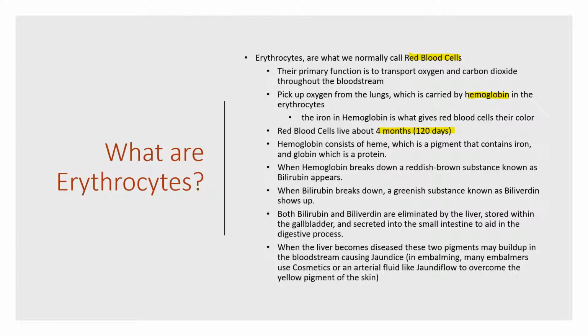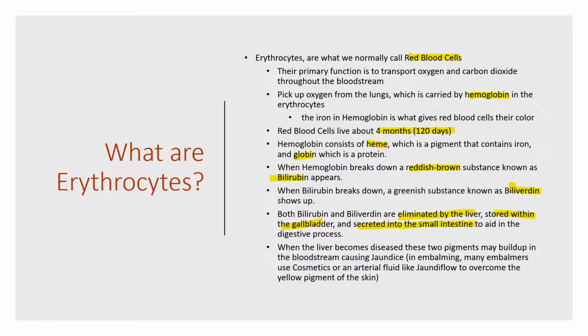Hemoglobin consists of heme, which is the pigment that contains the iron, and globin, which is a protein. Now, when hemoglobin breaks down, it breaks down to a reddish brown substance that we know as bilirubin. Now, when bilirubin breaks down, a greenish substance known as biliverdin shows up. Both bilirubin and biliverdin are eliminated by the liver, stored within the gallbladder, and secreted into the small intestine to aid in the digestive process.